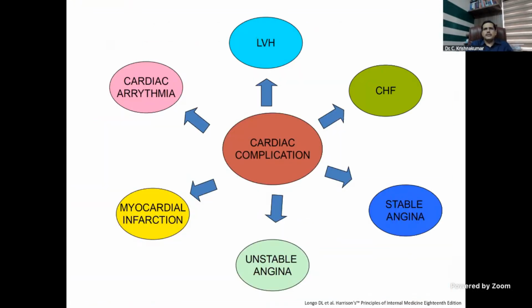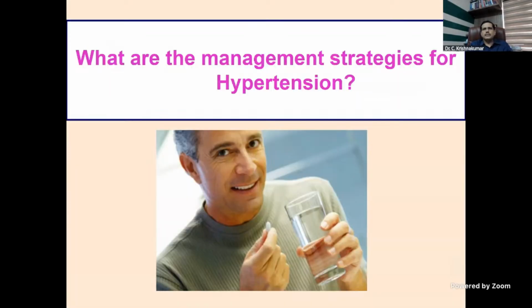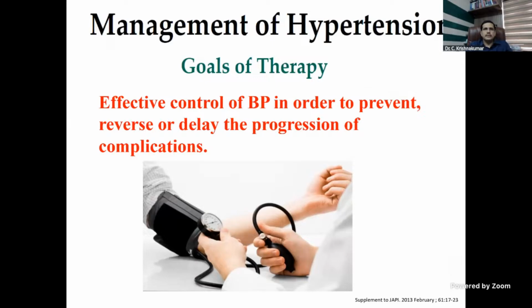So, cardiac complications, as I said earlier, are LVH, heart failure, stable angina, unstable angina, myocardial infarction, cardiac arrhythmia. What are the management strategies in treatment of hypertension? Coming to management strategies, the goal of therapy is to lower BP in order to prevent, reverse, or delay the progression of complications.